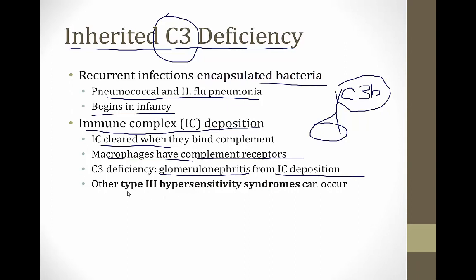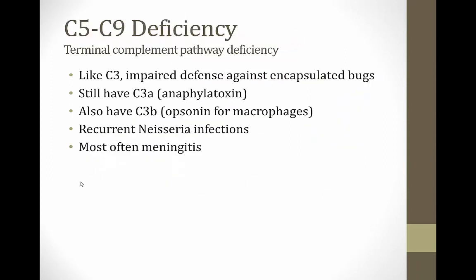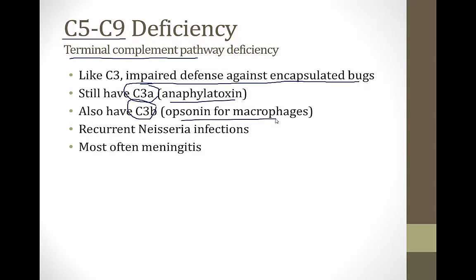They also have higher rates of other type 3 hypersensitivity syndromes, and recall that type 3 hypersensitivity disorders always involve immune complex formation. Another rare set of disorders are those that involve the terminal complement pathway. So this involves deficiency in C5 through C9. So just like the children who are deficient in C3, these children have impaired defense against encapsulated bugs. However, they do still have C3a, which is an anaphylatoxin, and they also have C3b, which is an opsonin for macrophages. So they're not quite as bad off as the children who are C3 deficient. What children with a terminal complement pathway deficiency develop are recurrent Neisseria infections. For reasons that aren't completely understood, Neisseria seems to be the worst offender in people who have this type of deficiency.